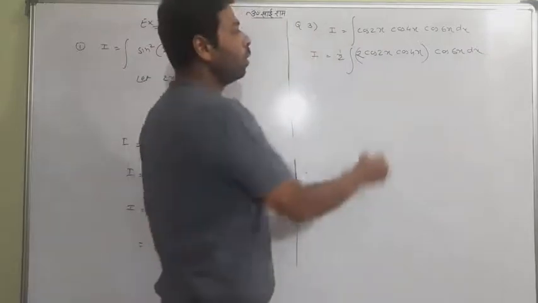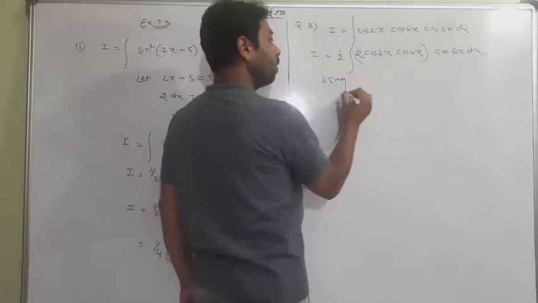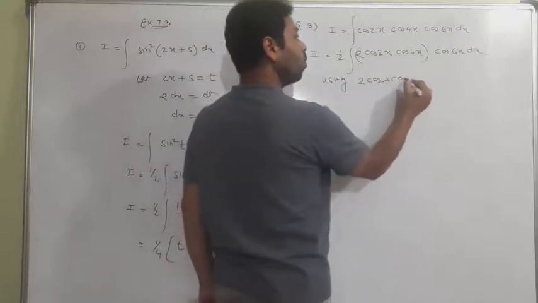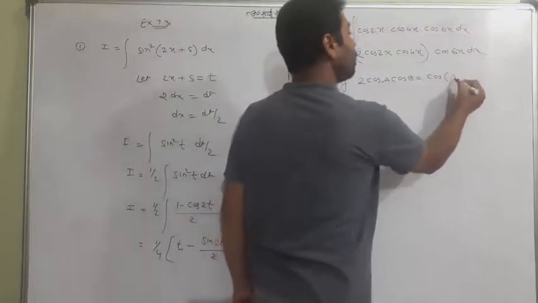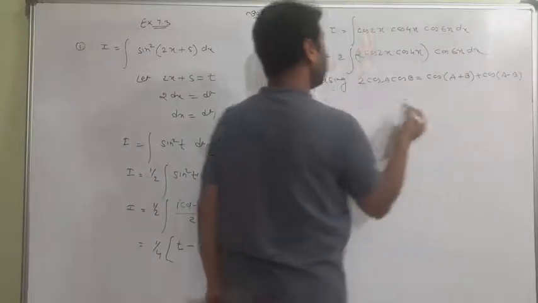Now what to do? Read this term 2 cos A cos B using the formula 2 cos A cos B, which is what? Cos A plus B plus cos A minus B. Now read this.